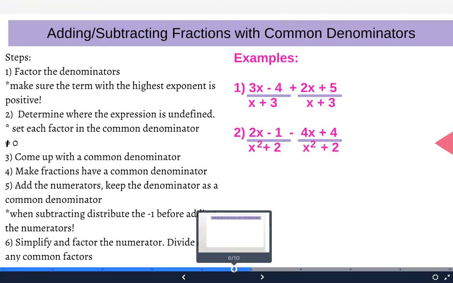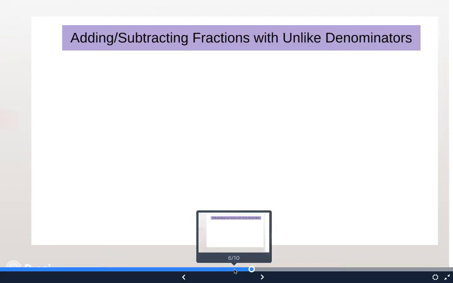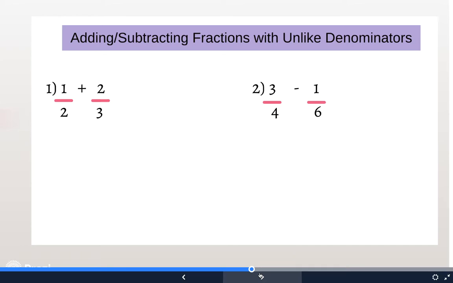The harder the problem, the more exciting the problem. So that was too easy. We gotta step it up. And guys, the steps for this are the same, but we have to take into account how to make a common denominator, which you're going to be using the same skills for that I taught you in the previous two slides.